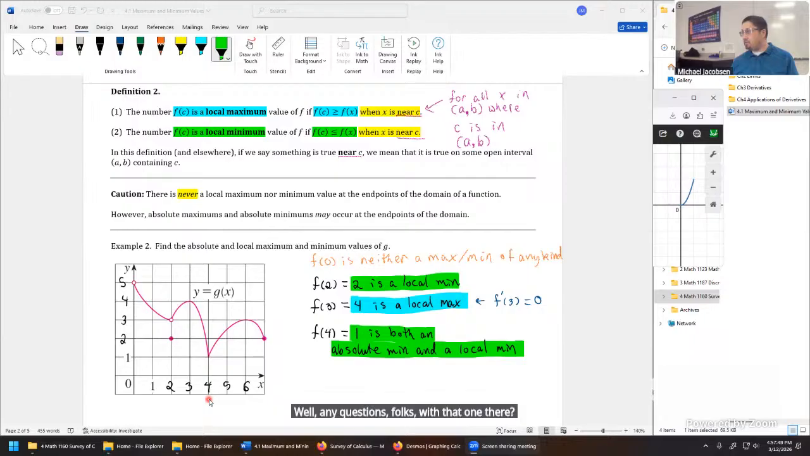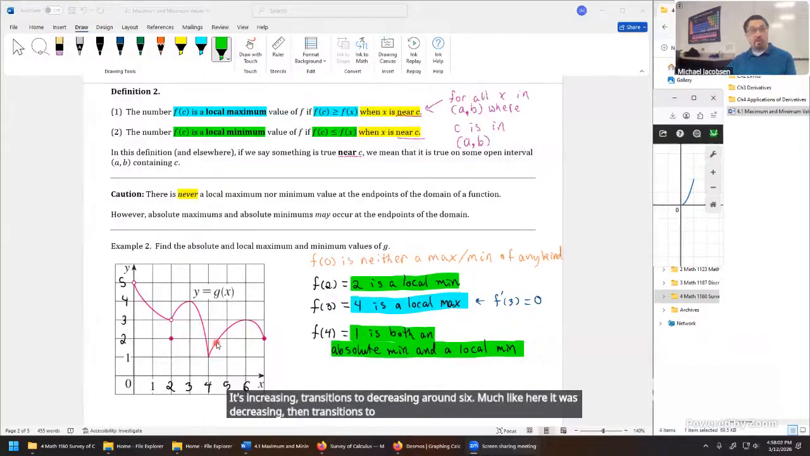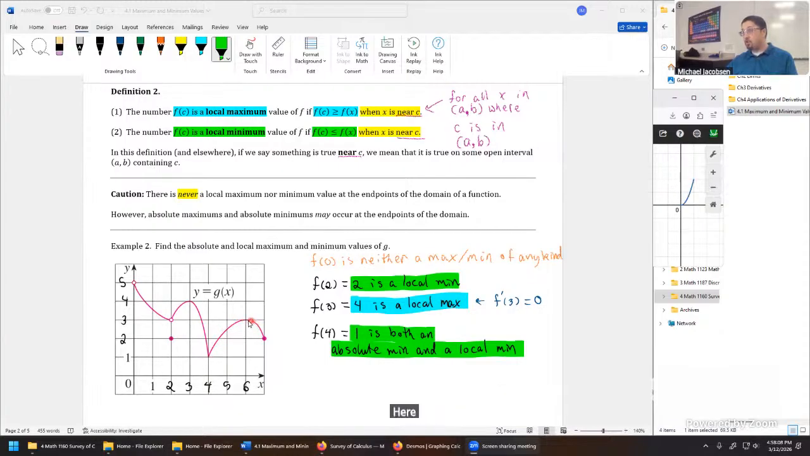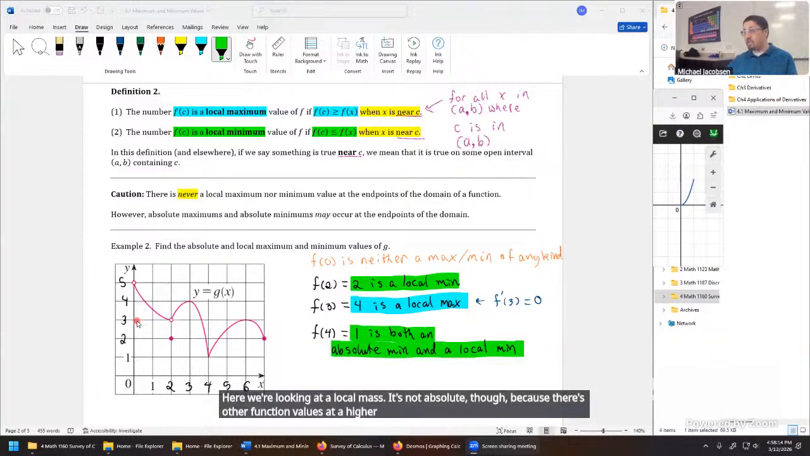Okay, now going beyond 4, we move upwards on the curve. It's increasing, transitions to decreasing around 6. Much like here it was decreasing, then transitions to increasing around 4, giving us both a local and absolute minimum. Here, we're looking at a local max. It's not absolute though, because there's other function values at a higher height than 3, certainly.